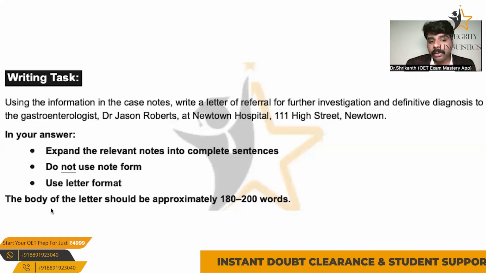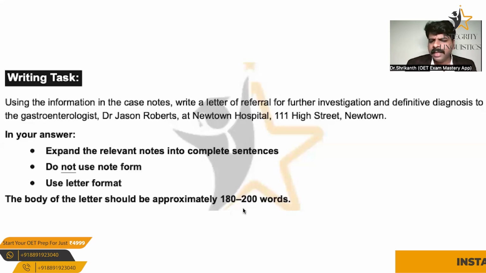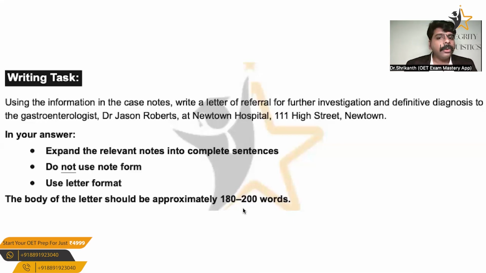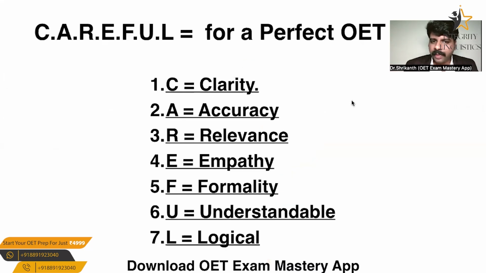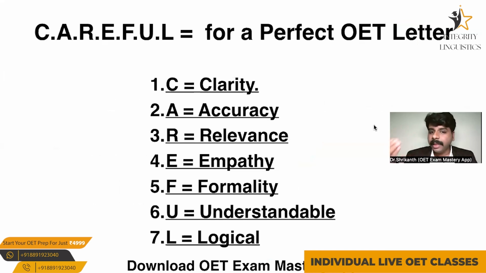The content of the letter, the body of the letter, should be approximately 180 to 200 words. So a minimum of 180 words, and the maximum can be approximately 200 words. It can exceed 200 words by a little bit, but not by too much. As you can see over here, this is how your OET writing task and patient case note look. You have 45 minutes: 5 minutes reading time and 40 minutes writing time.